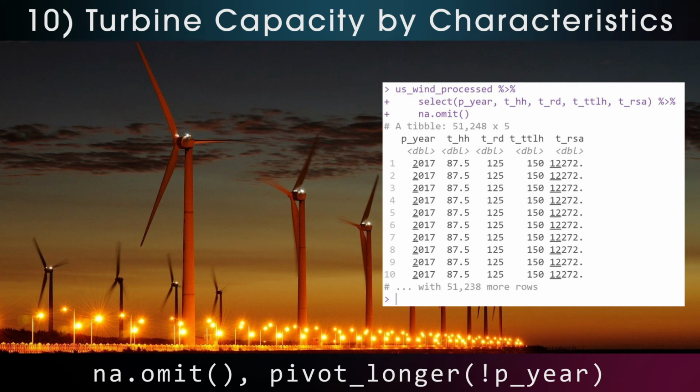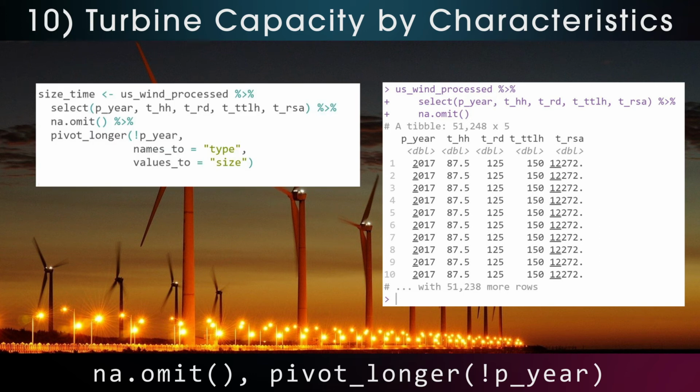With na.omit, we focus only on turbines that have information for all of these values and exclude any row with a single NA. Before we can plot this in a more convenient way, we turn this wide table with 5 columns and 51,000 rows into a long data frame with the pivot_longer function. We don't want to gather the year, but the other 4 columns will be transformed in the following way. The names_to argument turns THH, TRD and so on into the type, and the numeric values will be stored in a new size column as specified in the values_to argument.